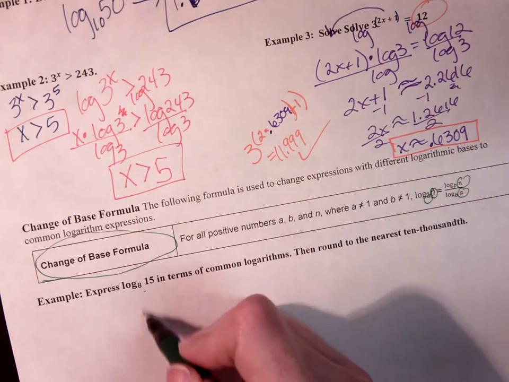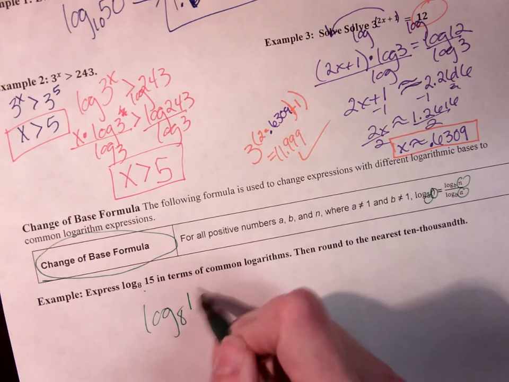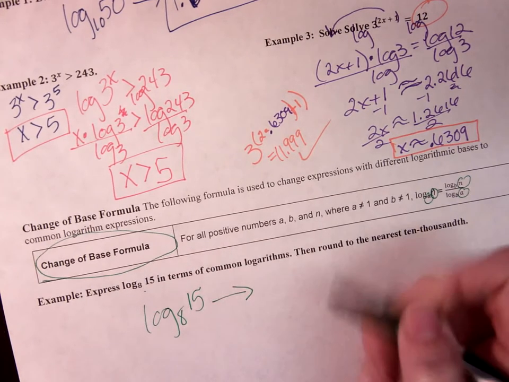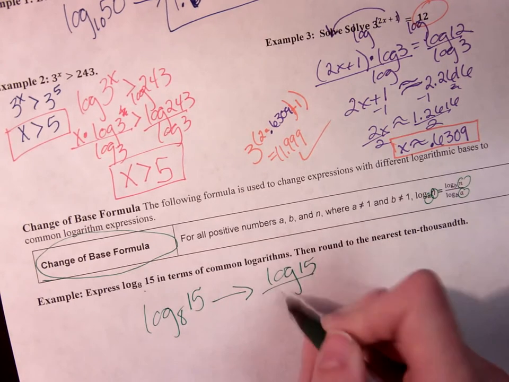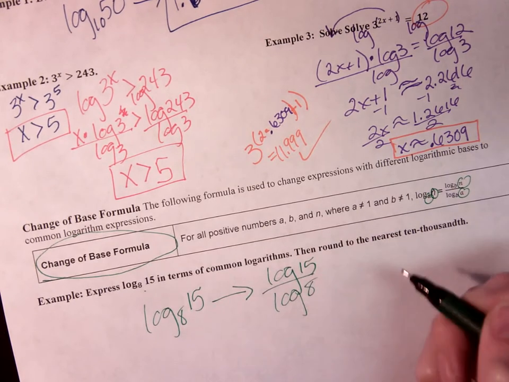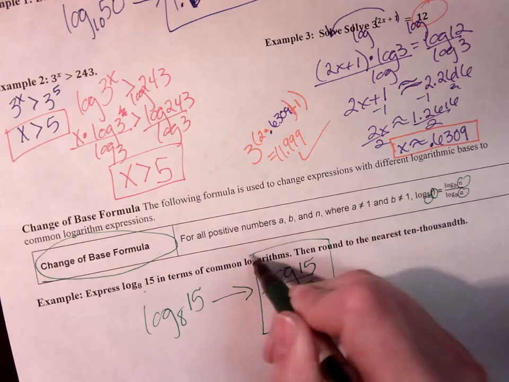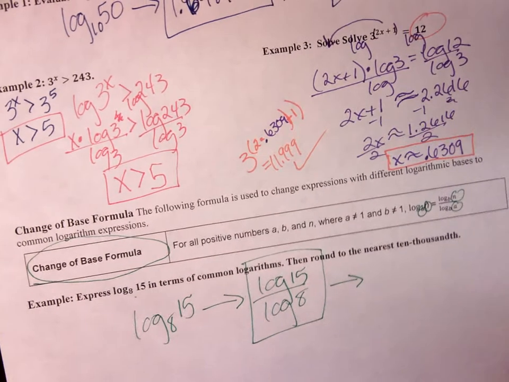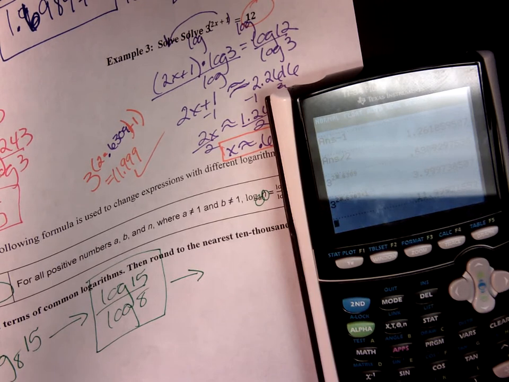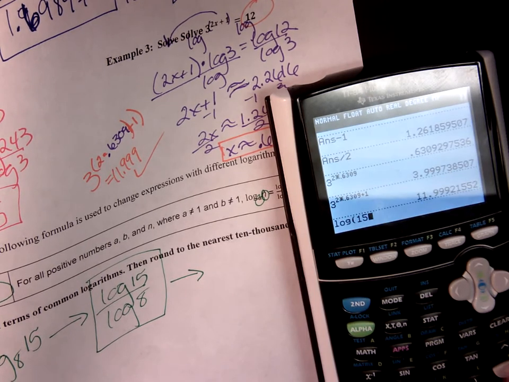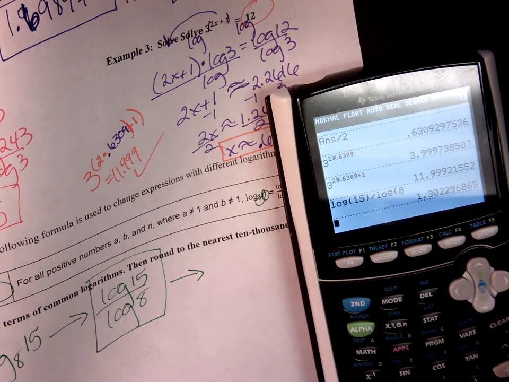So I'm going to take log base 8 of 15. Using common logs, I'm going to use the log of 15 over the log of 8. Here's our conversion. And then when I type that, log of 15 divided by log of 8, I get 1.3023.